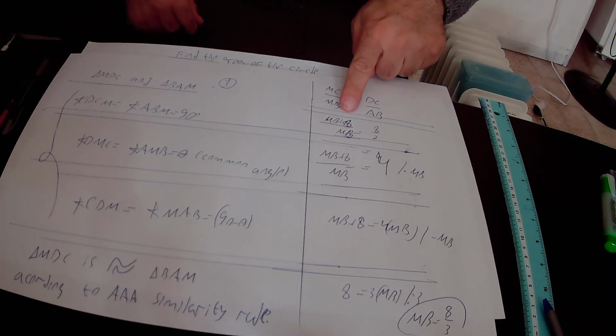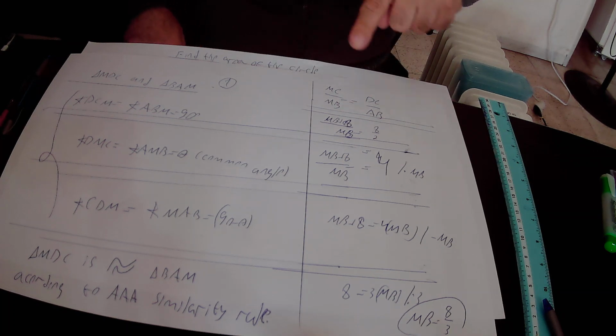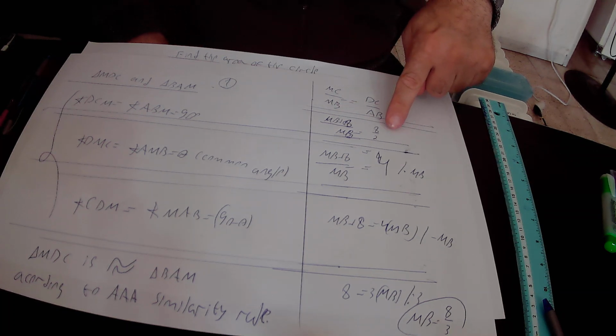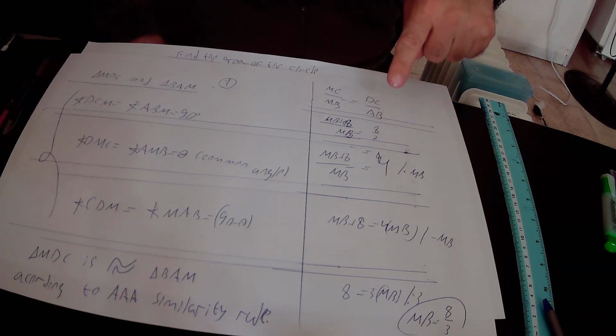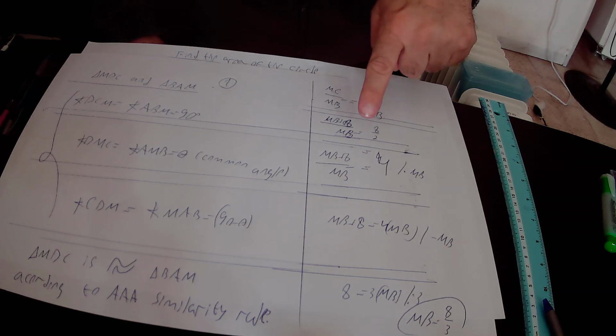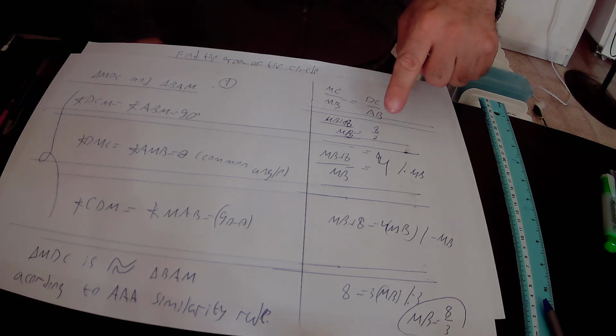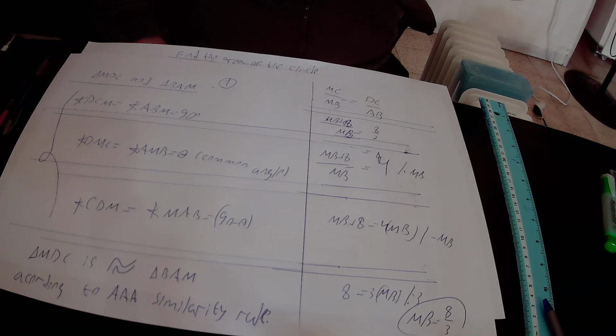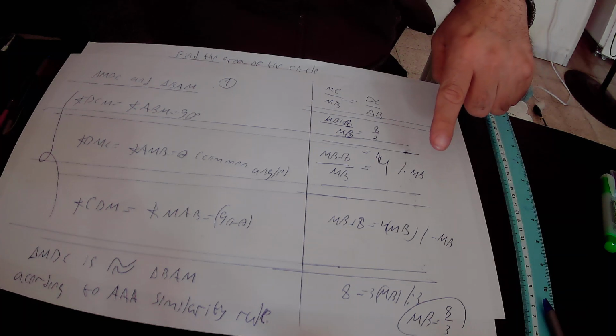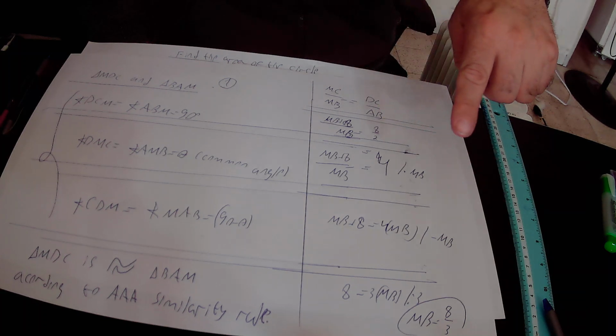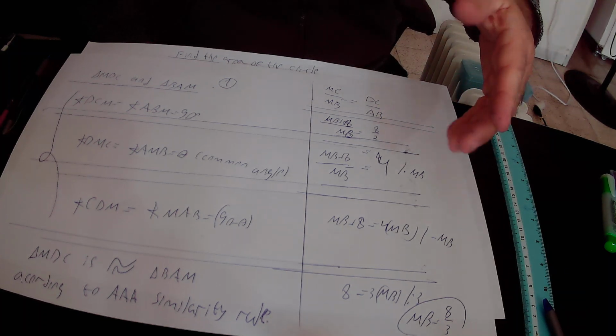So MC over MB, which is MB plus 8 over MB, is equal to DC over AB, which is 8 over 2, that is 4. So MB plus 8 over MB equals 4. We multiplied this equation by MB and found that MB plus 8 equals 4MB. We subtracted MB and found that 8 equals 4MB minus MB, which is 3MB.